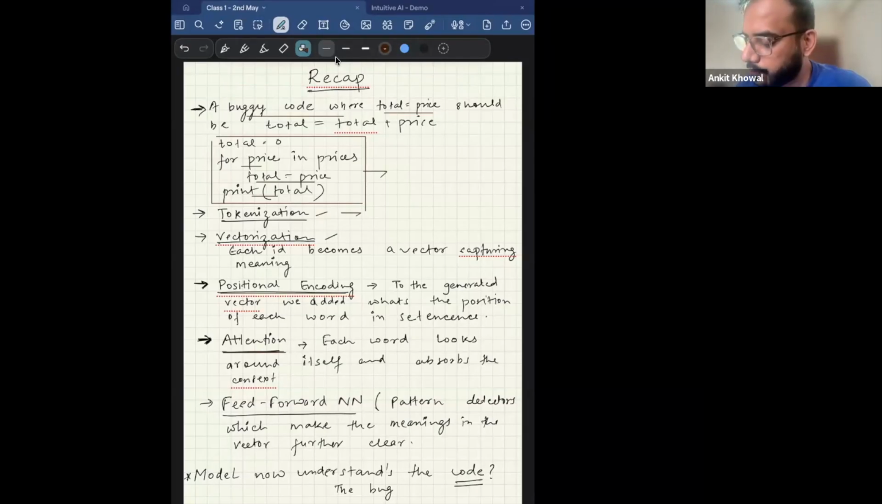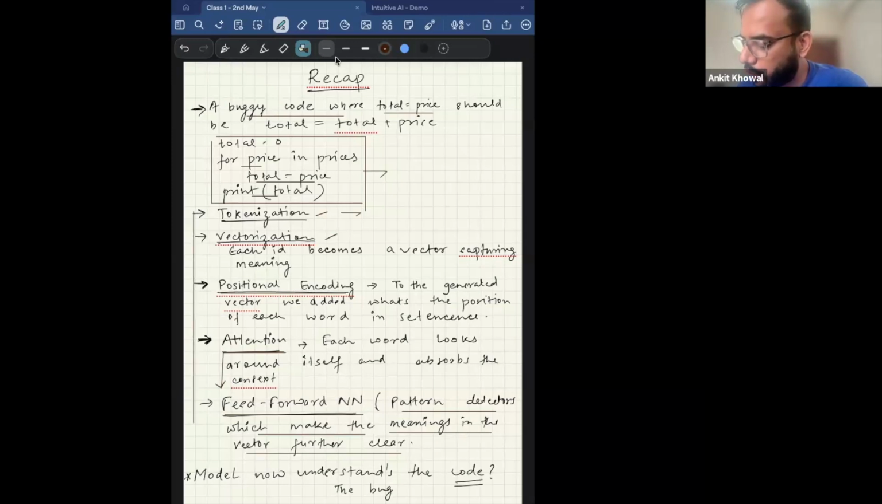Then we looked at the feed-forward neural network. The output of attention is passed to the feed-forward neural networks. What are feed-forward neural networks? We just saw that they are pattern detectors, right? Each word has a vector which has absorbed the context from surrounding vectors, but via these pattern detectors, we want to sharpen the signals, and whatever is not relevant, we want to adjust the vector accordingly. So we also looked at what the feed-forward neural network does. These 5 steps are the steps that an LLM does.